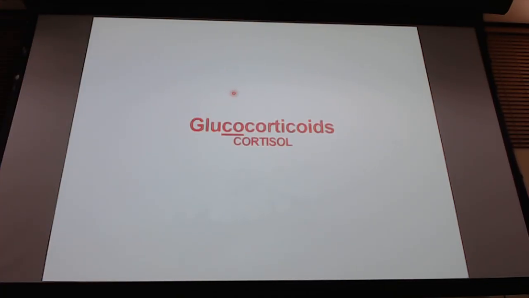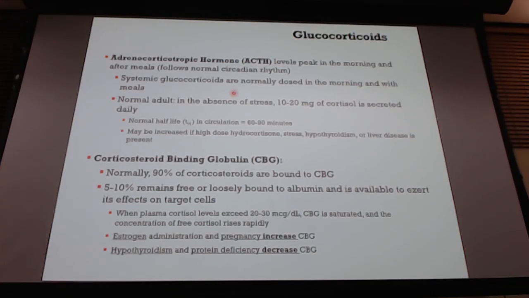So our glucocorticoids, our main one we were looking at, is cortisol. When we talk about glucocorticoids, we've already said that ACTH is a very big key player in us getting the amount of cortisol that we need. And then you have your corticosteroid binding globulin, or CBG. When you're looking at your ACTH, this deals with the dosing and when you're going to tell your patient to take some of their steroids.